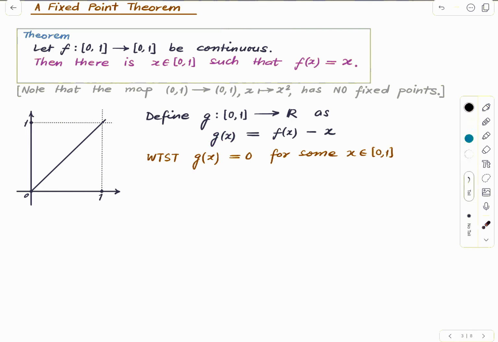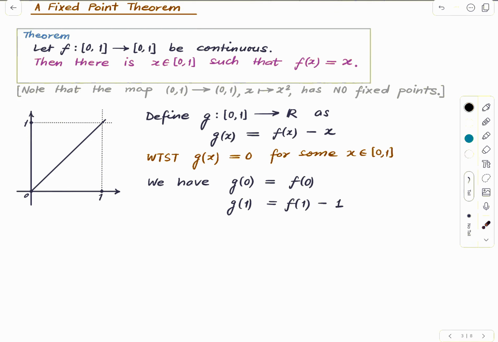How? First of all, note that g is continuous. g is continuous because it is a difference of two continuous functions, or you can also think of it as the sum of two continuous functions, of course. And in the algebra of continuity, we saw that sums and differences and products of continuous functions are continuous. So g is a continuous function and hence amenable to the intermediate value theorem since it is defined on an interval. So now we have g(0) is the same as f(0), and g(1) is the same as f(1) minus 1.